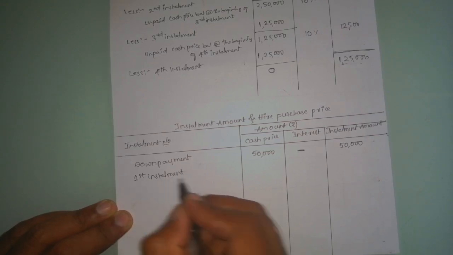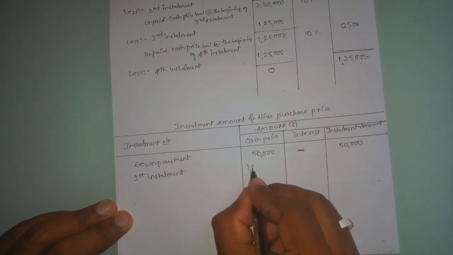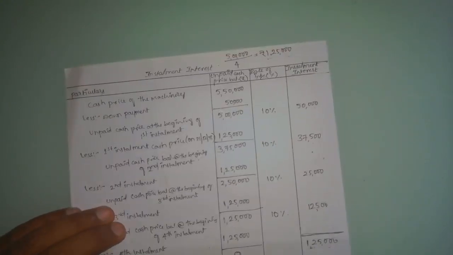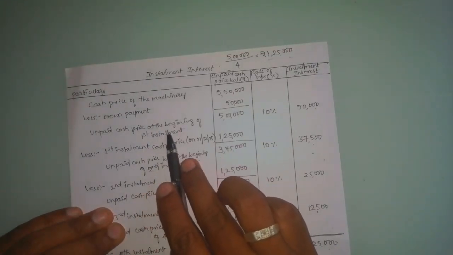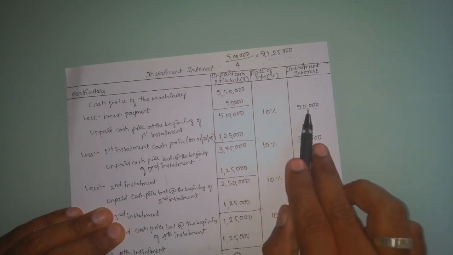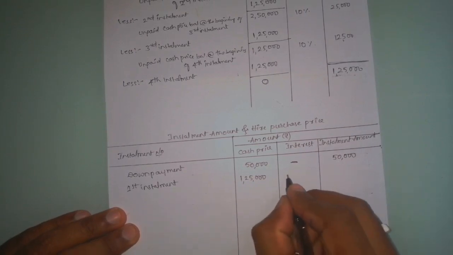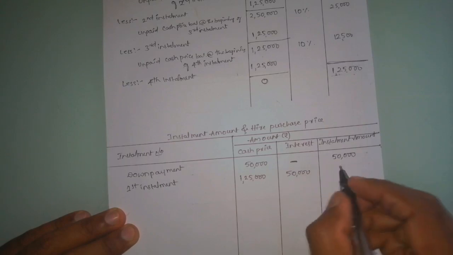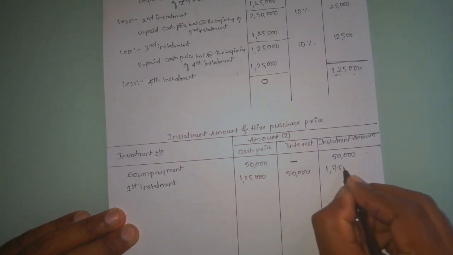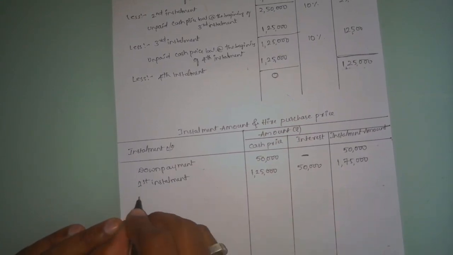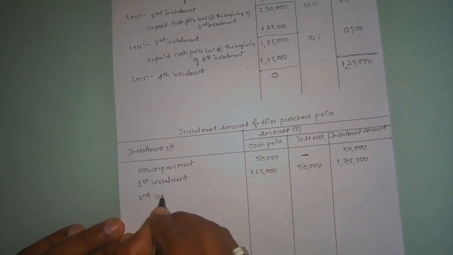So how much amount do we have to pay? The cash price of rupees 1,25,000 and the interest. So here is the interest, right? The first unpaid cash price at the beginning of the year. The first year installment interest is rupees 50,000. So here 50,000. Total installment amount is 1,75,000. Clear?